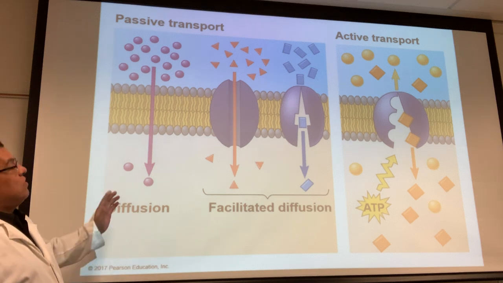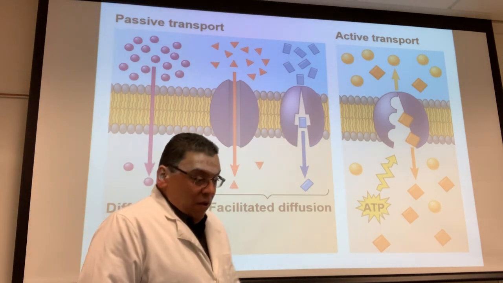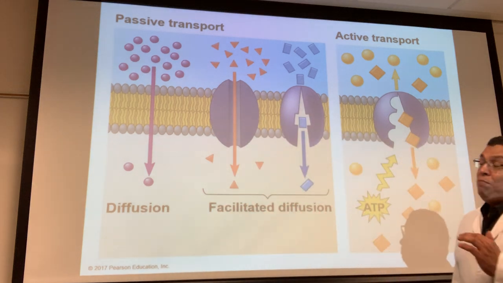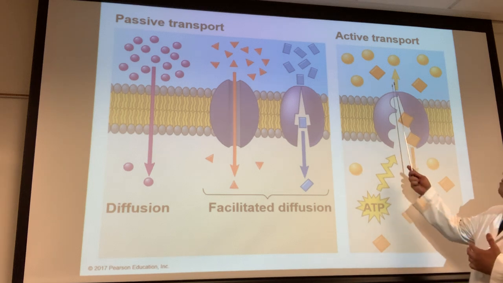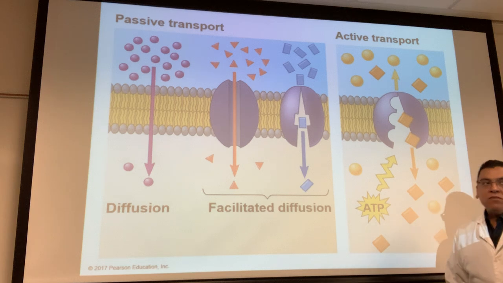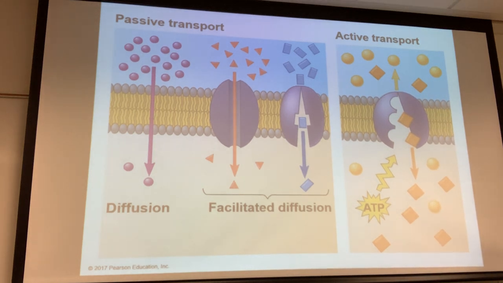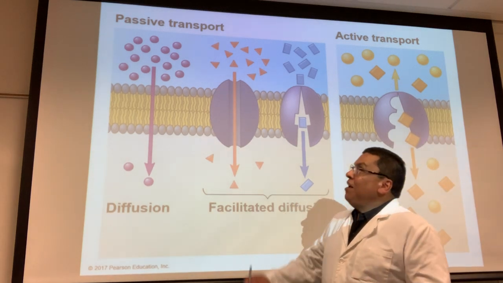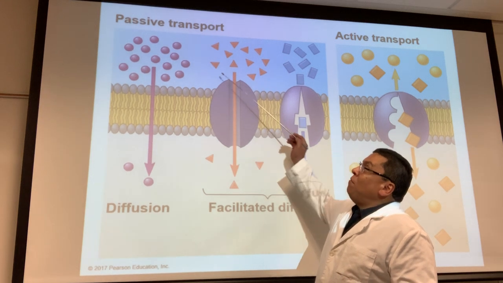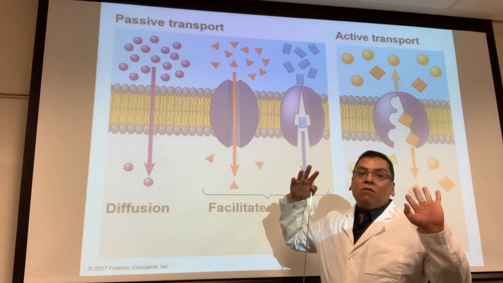There are two kinds of transports, passive transport and active transport. The difference between the two is that in passive transport, you are not using cellular energy. When I say cellular energy, I mean ATP, adenosine triphosphate. In active transport, you are using ATP, cellular energy. But the thing is this, there is energy being used in passive transport. It's called potential energy, the energy of the gradient itself. Catch it. The molecules will move from high concentration to low concentration.